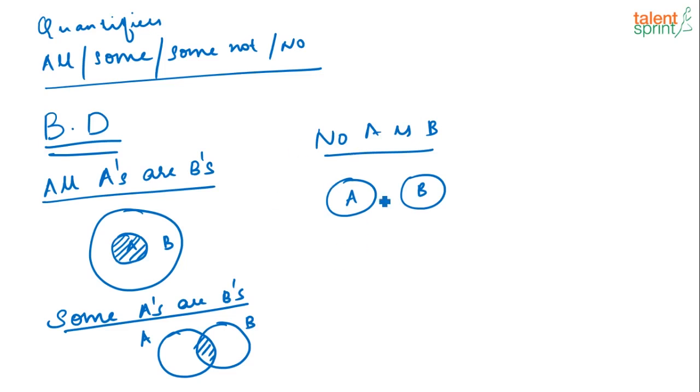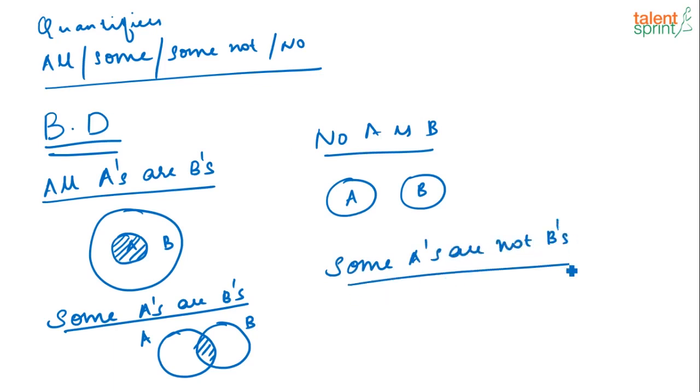Now the next statement that generally comes is "some A's are not B's." So these are the general 4 types of statements that come in questions. So some A's are not B's, how do you represent? Some A's are not B's means this is going to be our region that we are looking at. These are the A's which are not B's. So this is the region that we are referring to.